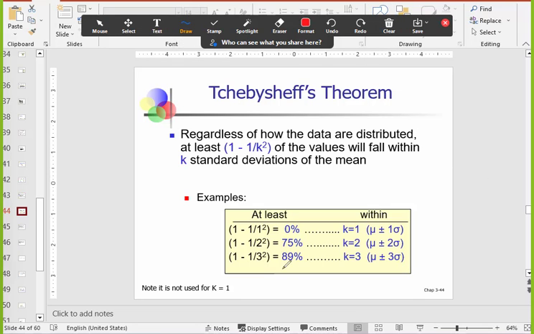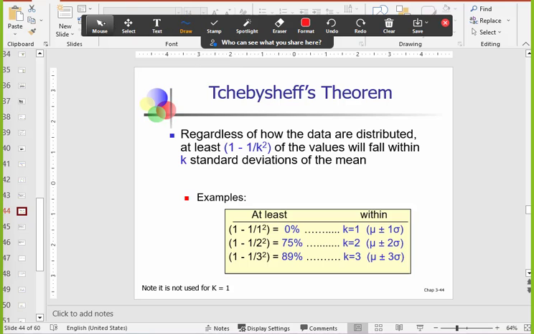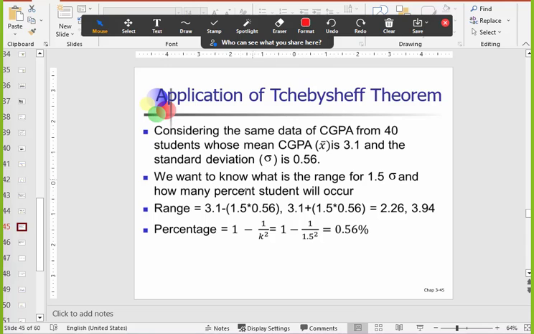So if I want to calculate the range for 2.5 standard deviations or 3.1 standard deviations, you can use the Chebyshev theorem to get the answer. So this is an advantage of this method, up till the topics that we have discussed. So this is an example.